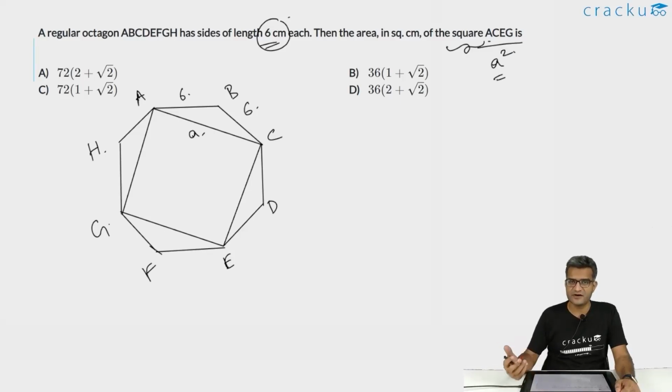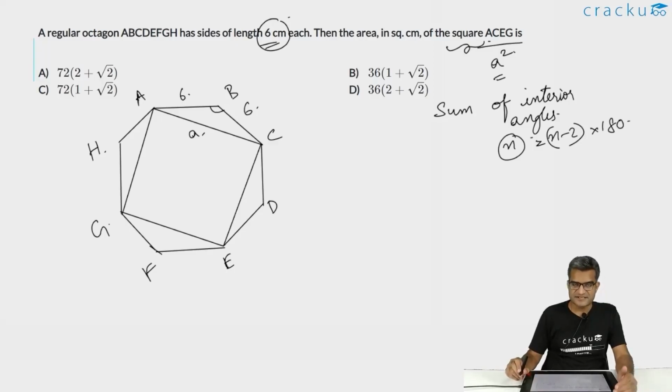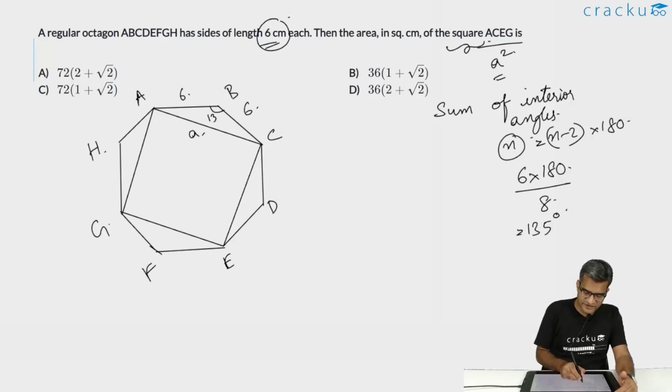What is the interior angle of an octagon? We know the formula for the sum of the interior angles of a polygon of n sides. Let us just revise it once so that it will be useful in other questions also. Sum of interior angles of an n-sided polygon is equal to n minus 2 into 180. In this particular case, the sum of the interior angles of an octagon will be 6 into 180. And how many sides are there in an octagon? There are 8 sides. So every angle will be equal to 6 into 180 divided by 8, which is equal to 135 degrees. So this angle is 135 degrees.